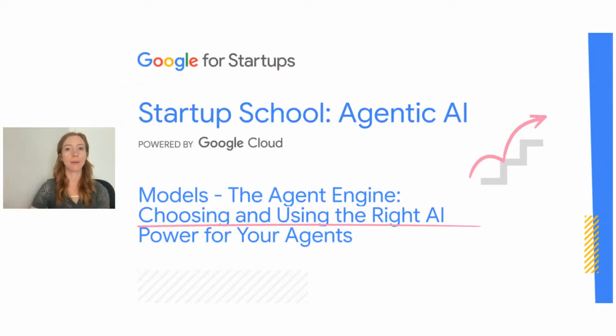I'm a program manager at Google Cloud, and I'm really excited to be here with you all today hosting the session. So today's session, hopefully you all know, is about models and the agent engine. So how to choose and use the right AI power for your agents. We have two wonderful speakers, Ashish and Sho, who will talk about how to unlock the potential of your intelligent agents by learning how to select the right models based on your startup and your specific needs.